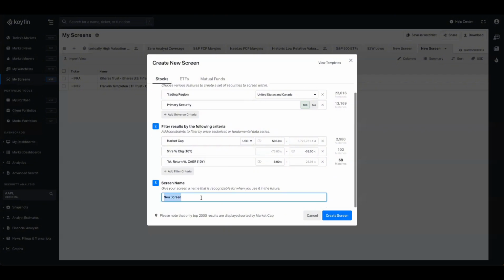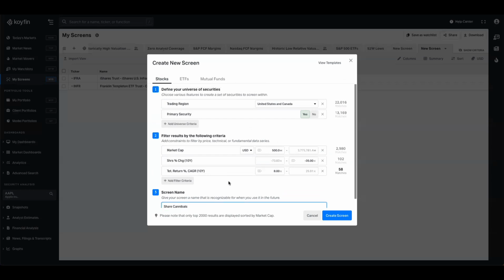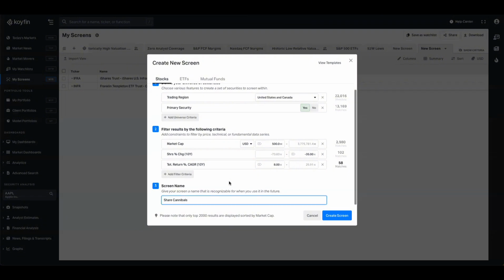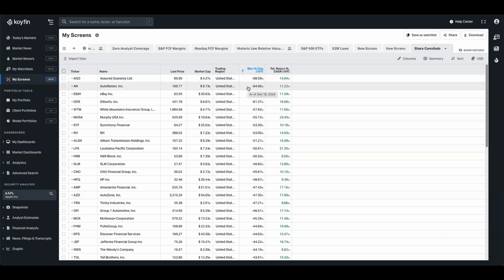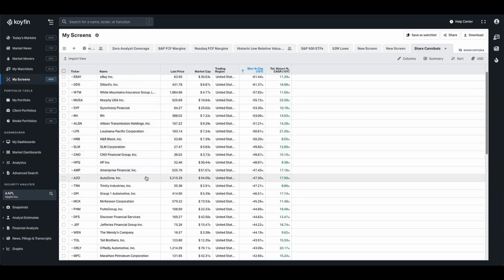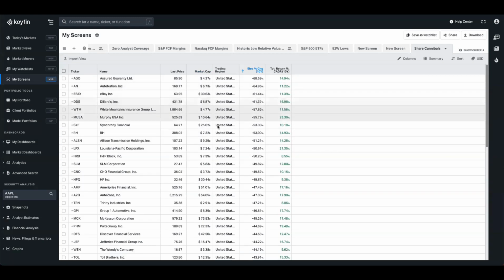So let's give this screen a name, share cannibals. And what we're basically looking for here is any company larger than $500 million in market cap based in the US and Canada has eaten up at least 35% of their share count and has had reasonable performance over that period at 8% or greater on an annualized basis. So let's create this screen. If we sort here by the highest, we can see a few familiar names in here: AutoNation, Dillard's, eBay, Murphy USA, HP Inc., AutoZone. And just like that, we've identified a basket of US companies that are share cannibals.